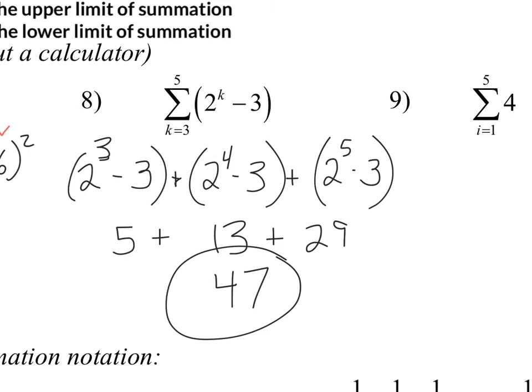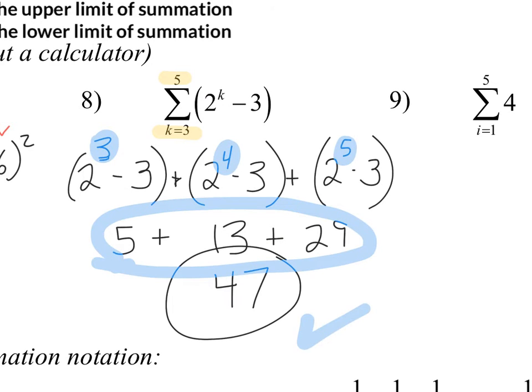Over here on number 8, some things to pay attention to. We start at 3 and we end at 5. So I'm going to have 1, 2, 3 terms. My first term will be 2 to the third minus 3, which is 8 minus 3. That's where 5 is coming from. Here I have 2 to the fourth minus 3 in the middle. 2 to the fourth is 16. Minus 3 is 13. And for my final term, I get 2 to the fifth, which is 32. Minus 3 is 29. I add all those terms up, and I get 47.